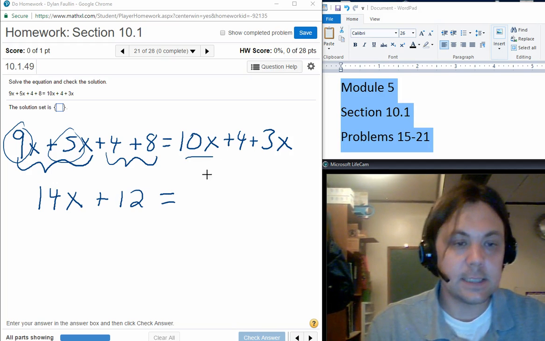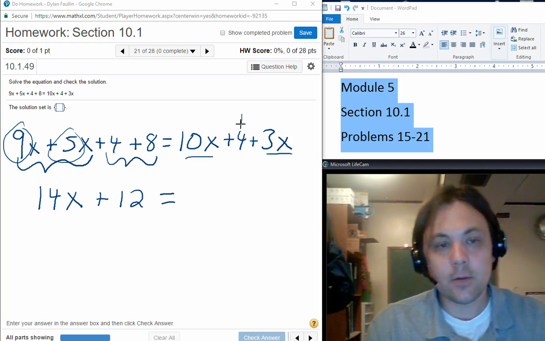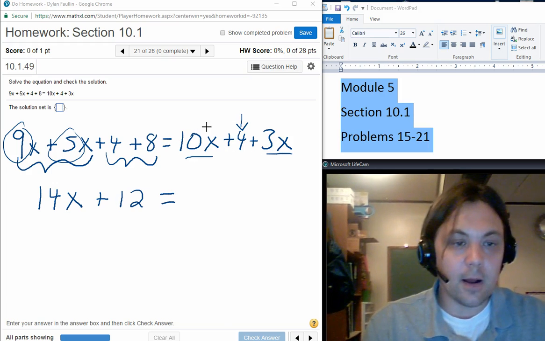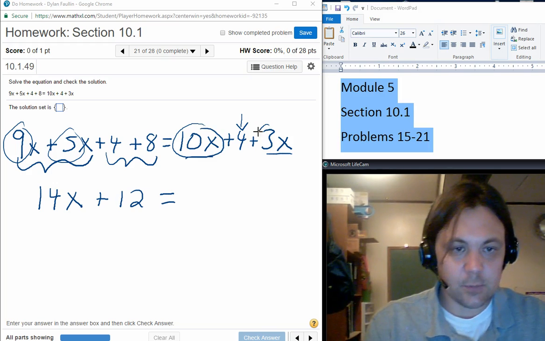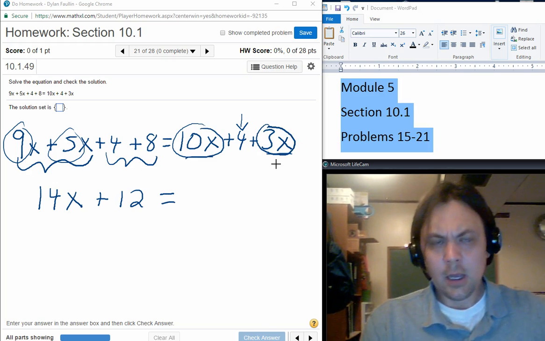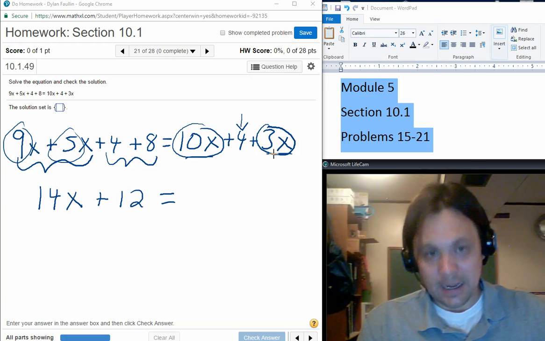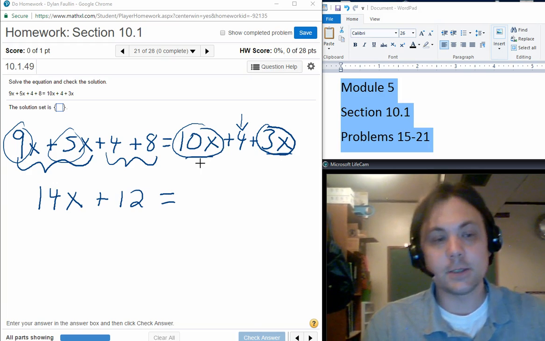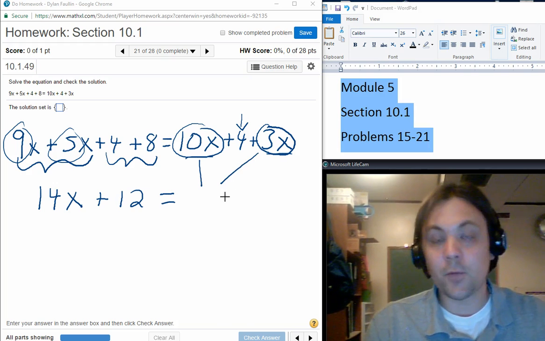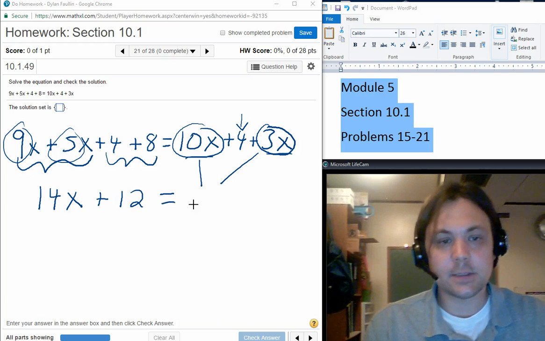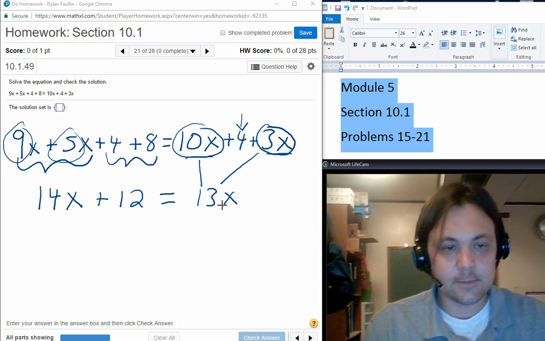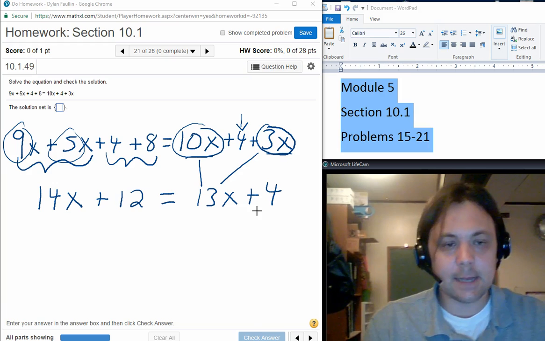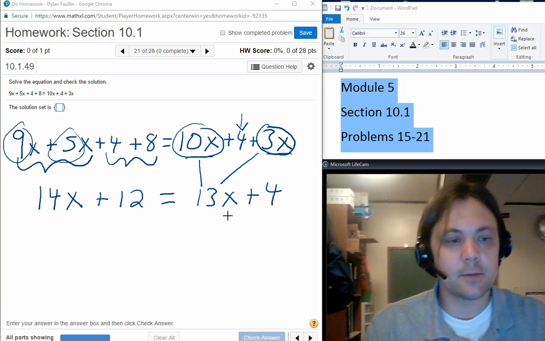We have a 10x and a 3x, and even though there's this plus 4 separating the two of them, they're both on the right-hand side of the equation, so we can just go ahead and combine them together. You do not need to subtract the 3x over to the 10x because they're already both on the right-hand side. Just combine them together as if the 4 is not even there. 10x plus 3x will be 13x. Right, 10 plus 3 is 13. And then the plus 4 just gets copied down because it's not doing anything. There's no like terms to combine it with.